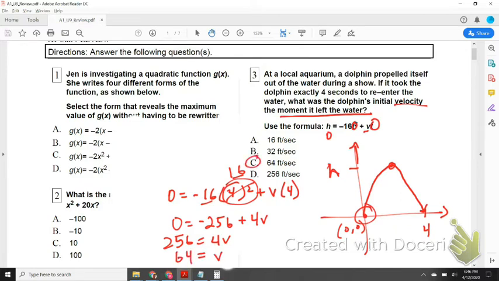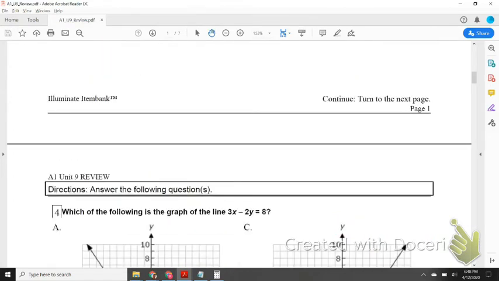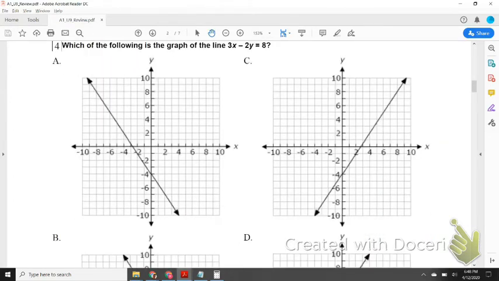And therefore, that is your velocity. So it's going to be C as your answer. Okay, so that is a challenging question. Let's move over to question number 4. Which of the following is a graph of that line? So it's a linear equation, pretty straightforward.